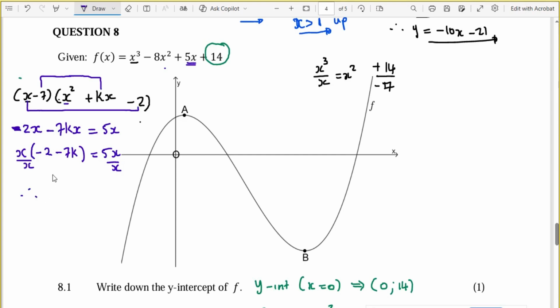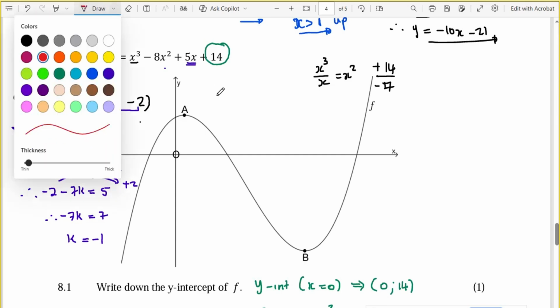The aim is to calculate k, remember? So this will be minus 2 minus 7k is just 5. Therefore, let's move the 2 to the other side. This will give us minus 7k to be 7. You understand? Because the 2 comes this side to be plus 2. Then if you divide both sides by minus 7, this gives us k to be negative 1.